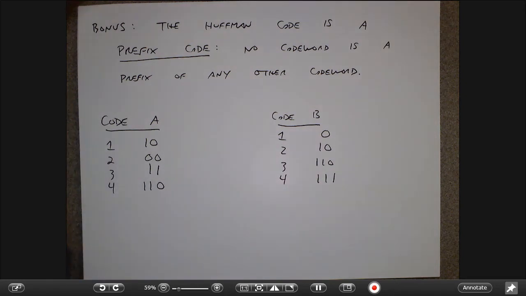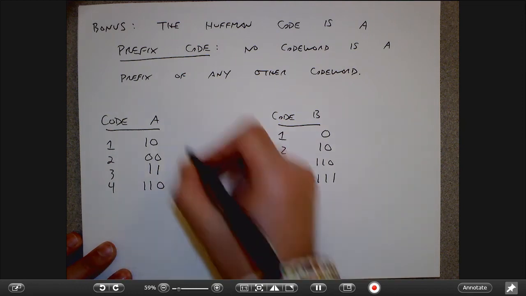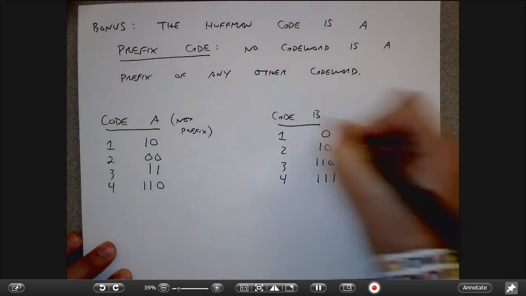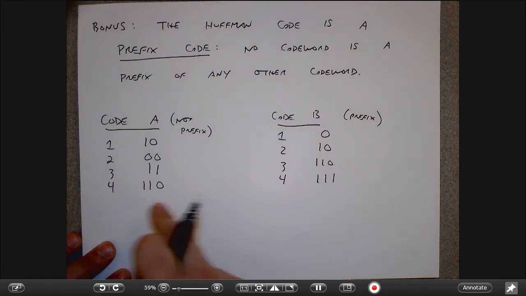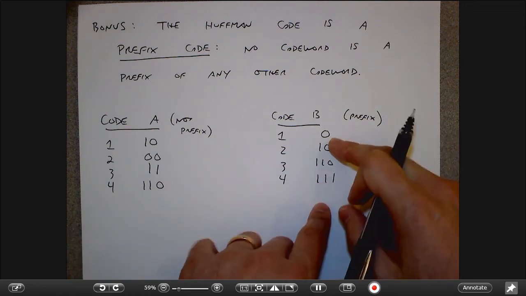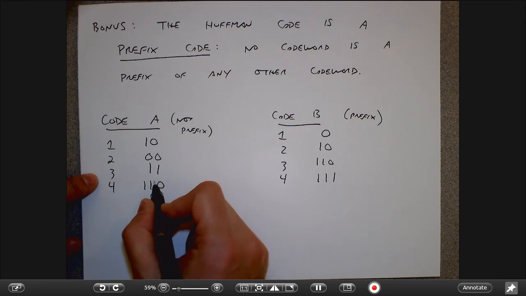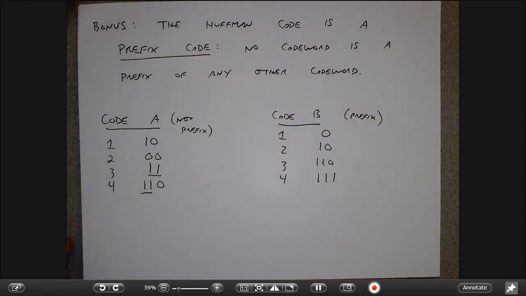And so the idea here is that this is not a prefix code, and this is a prefix code, meaning that none of these code words begins any other code word. Whereas here, code word 3 begins with the same symbols as code word 4. Okay? And so why is this important?